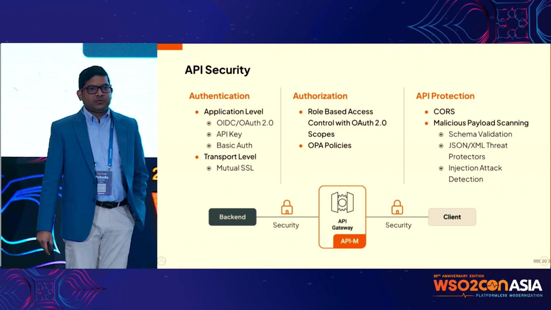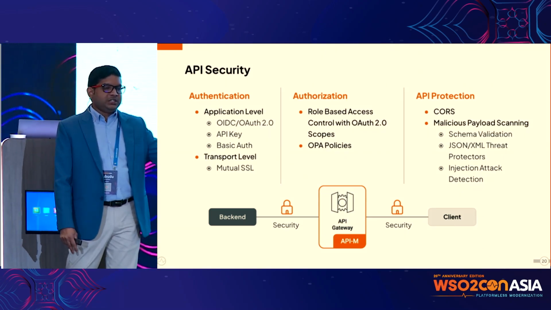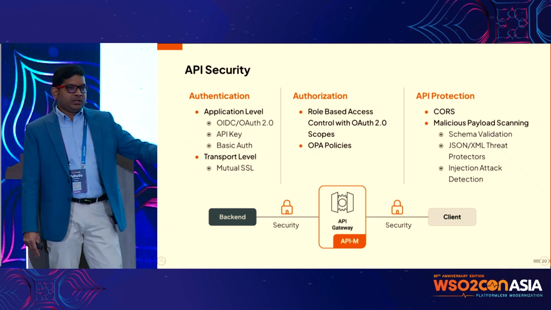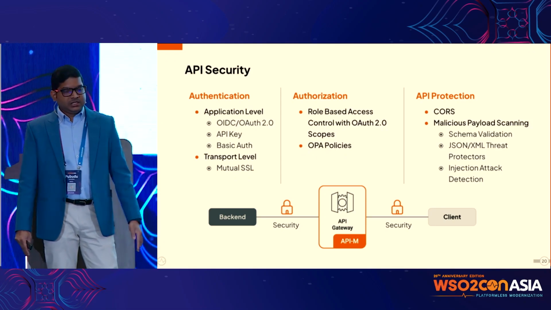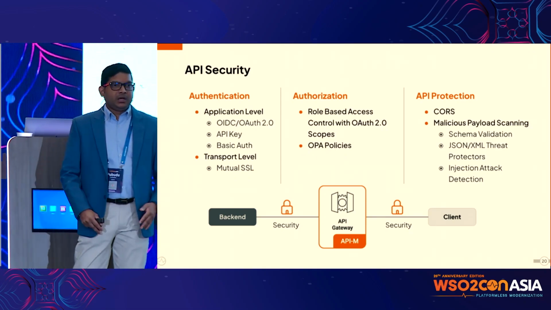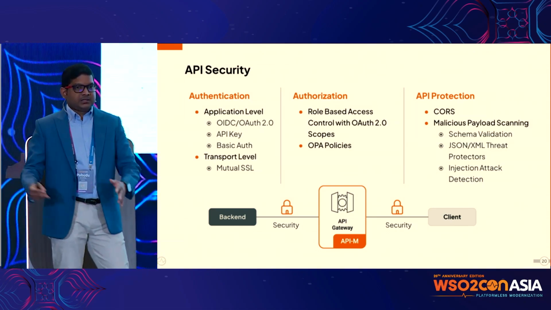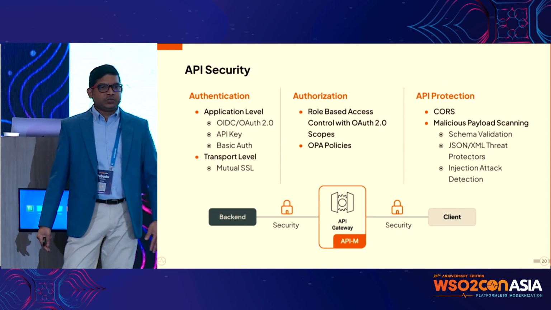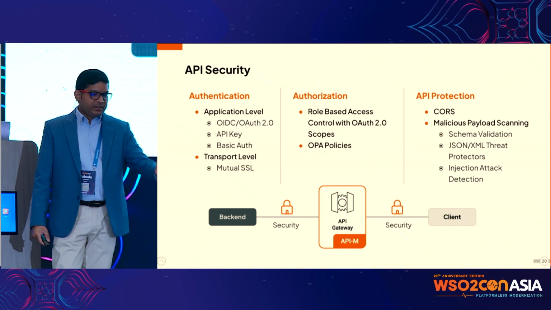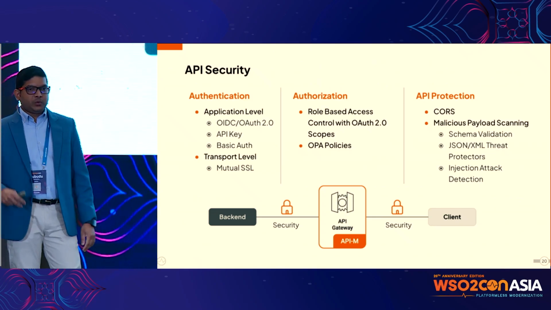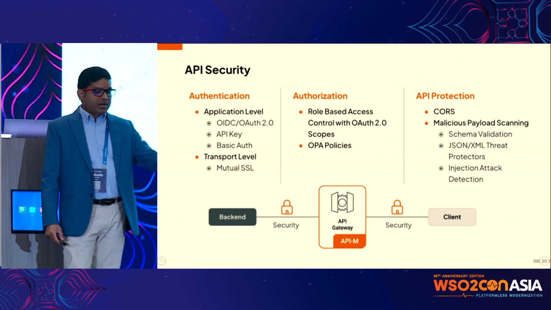Right, so API security is one of the key aspects, and it can apply at several stages. Authentication is where you authenticate using OAuth2, API keys, basic auth. Then authorization gives you an idea whether the user is authenticated and whether they have access to a particular resource, so it goes for a fine-grained access control mechanism. And then finally you have the API protectors, where you can have CORS and also payload scanning, schema validations, likewise. You can have different stages.